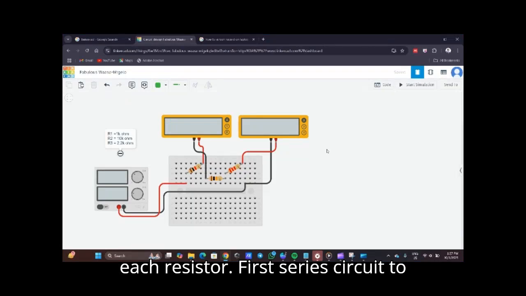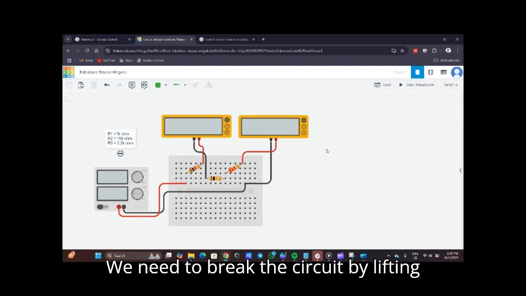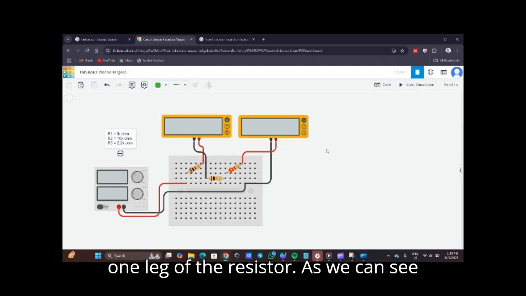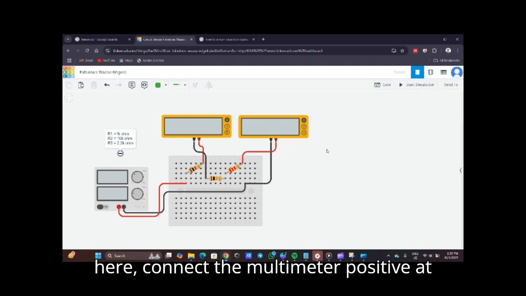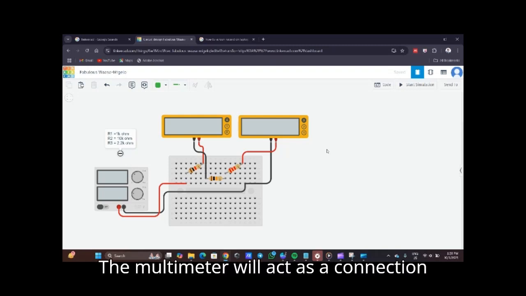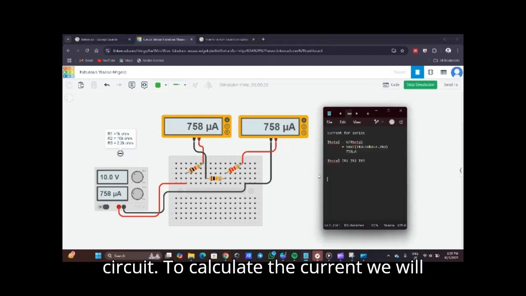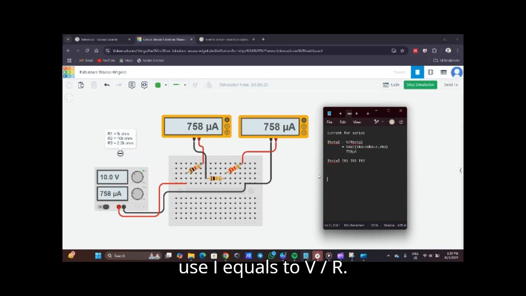First, series circuit. To measure the current across each resistor, we need to break the circuit by lifting one leg of the resistor. As we can see here, connect the multimeter positive at the resistor and negative to the circuit. The multimeter will act as a connection to the circuit and make a complete circuit. To calculate the current, we will use I equals V over R. I total equals V over R total, so we get 758 microampere.